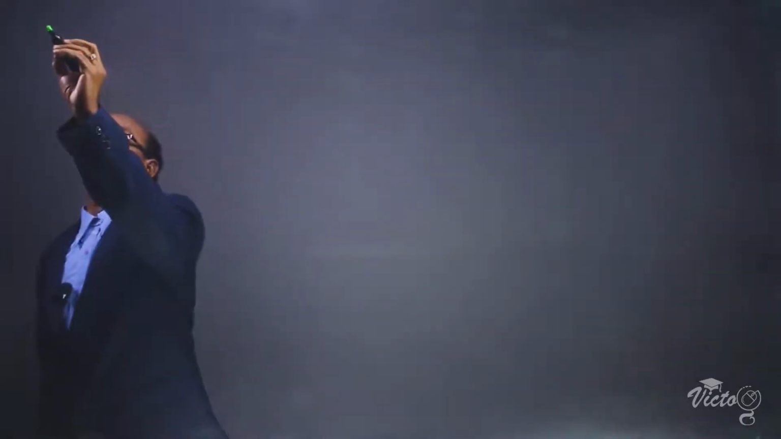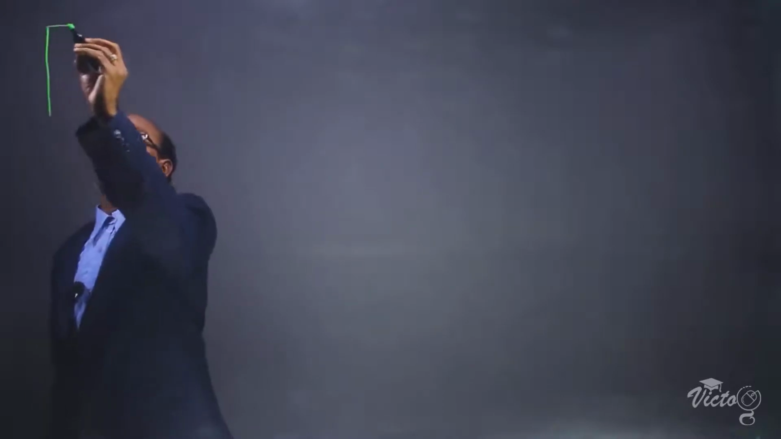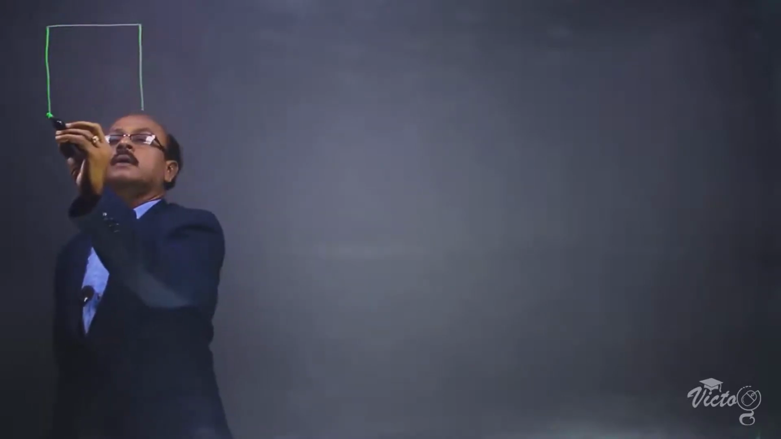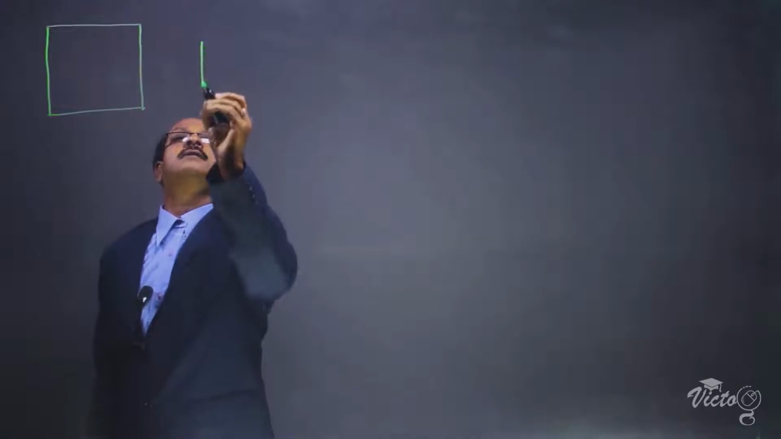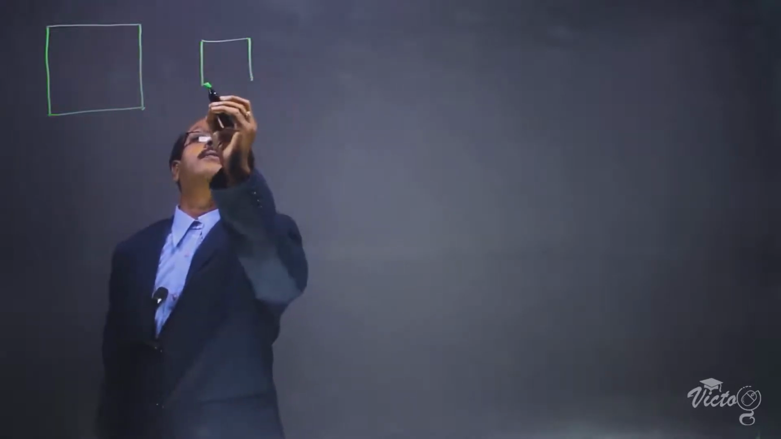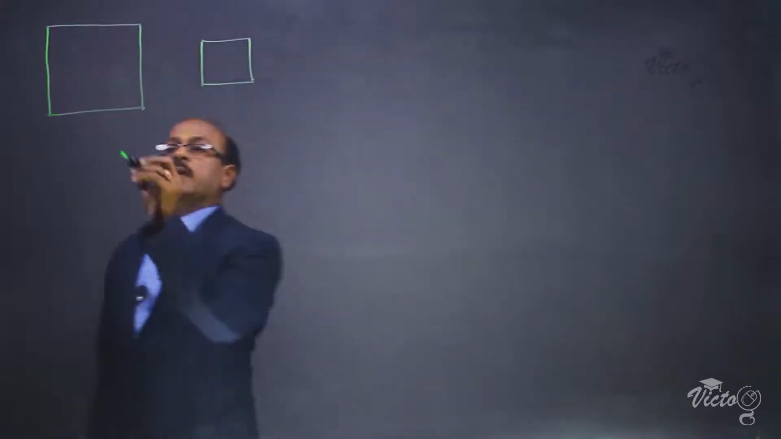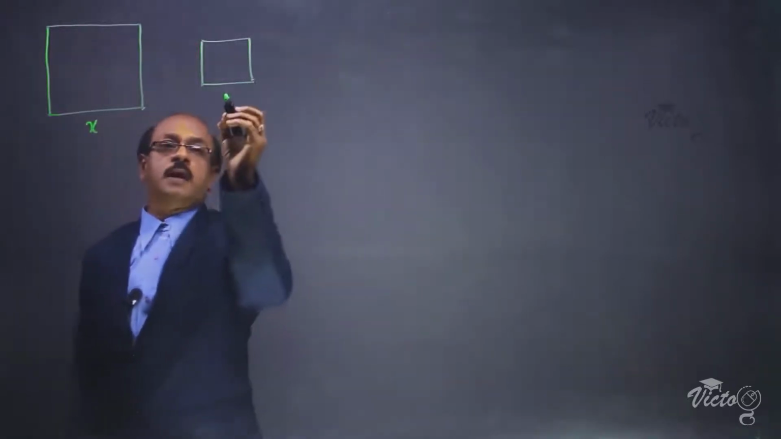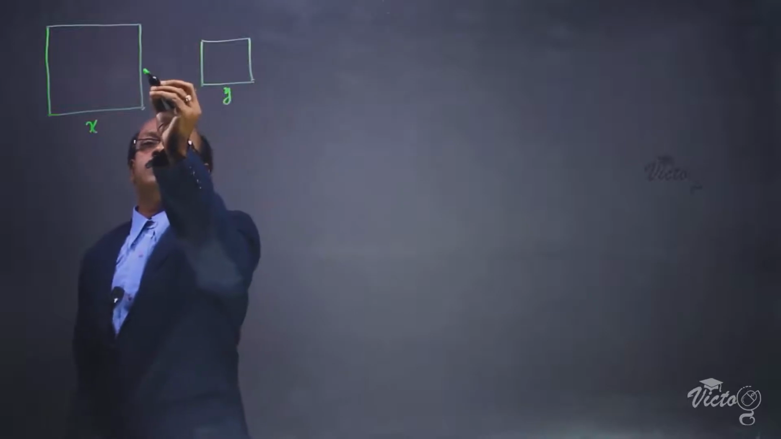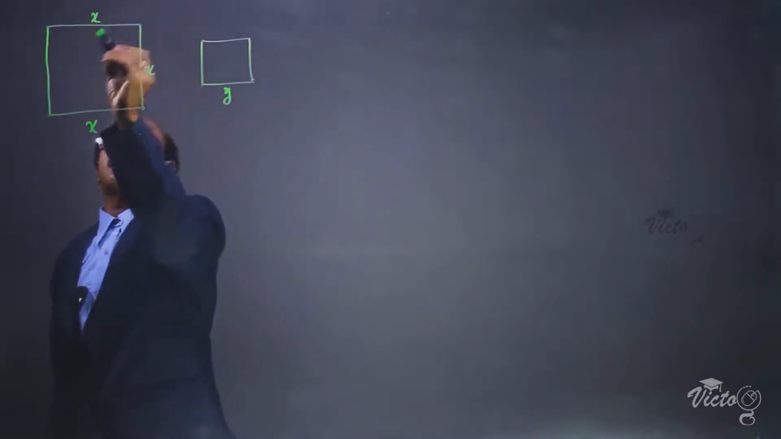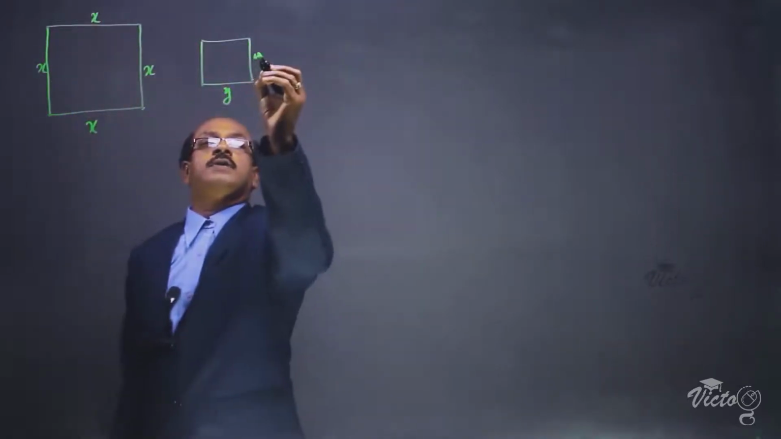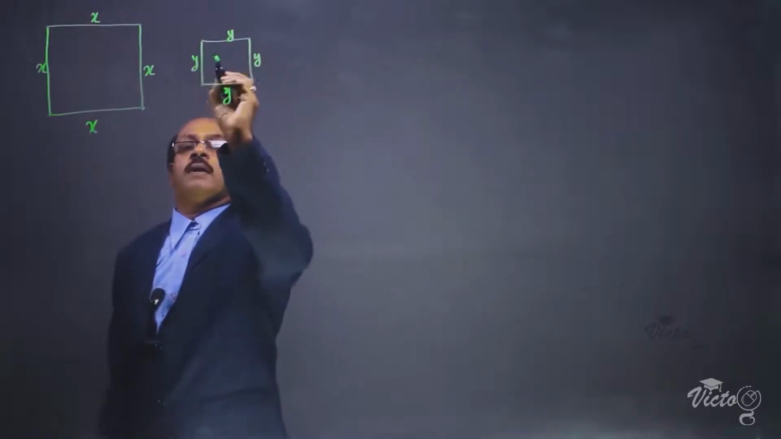Here are two squares. Let us draw two squares. One is a large square and the other is a small square. We are assuming the length of one side of the larger square to be x meter and this to be y meter. So here also it is x, x, x. Here also it is y, y, y.